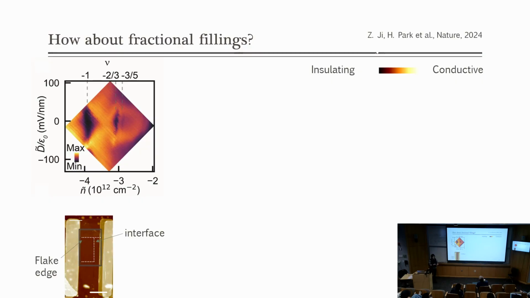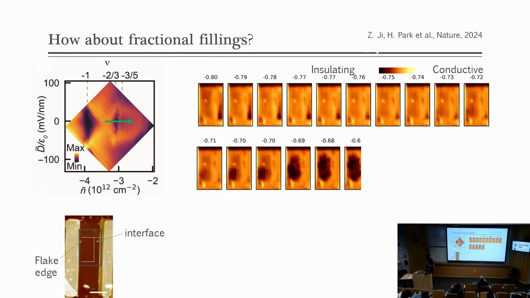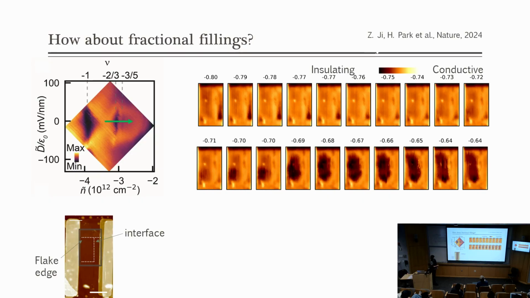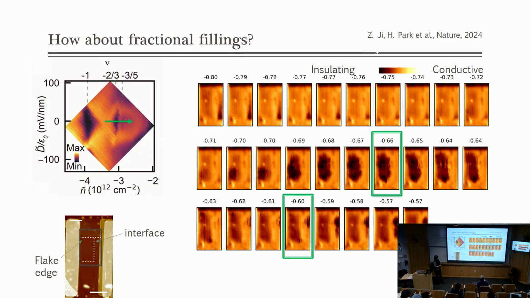Then we went into the fractional filling states. Here we go through the nu equals -2/3 and -3/5 states by moving on the phase diagram. And we do it again. As you can see here, nothing develops. And gradually, when it approaches -2/3, this conductive edge and insulating bulk behavior comes back. And then similar things happen for the nu equals -3/5 state.